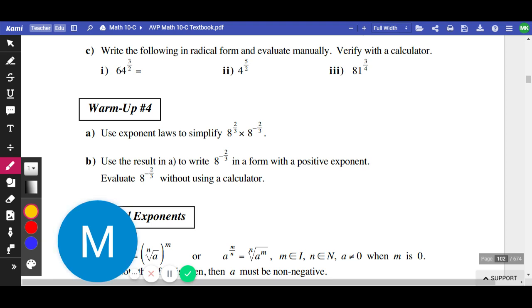Awesome. We can convert these the same way. Okay, so I'm going to convert them quickly, and then I'm going to show you a different way we can write them. So this one would become square root 64 to the power of 3. This one would become square root 4 to the power of 5. And this one would become 4th root 81 to the power of 3. That's how all those would convert to radical form.